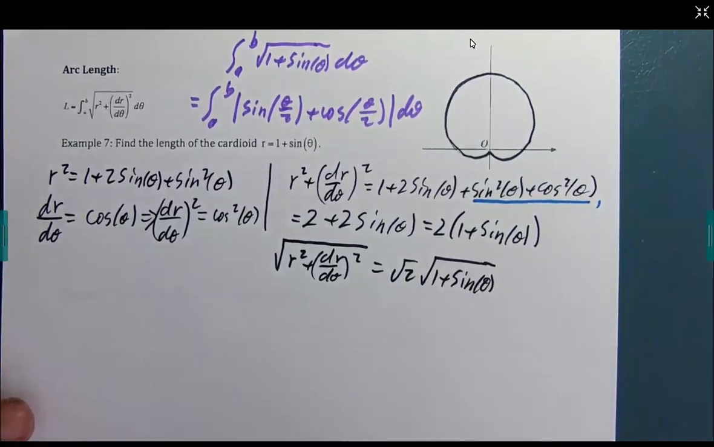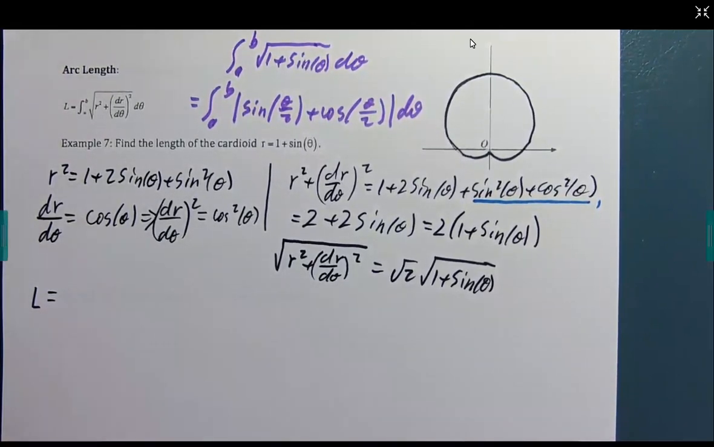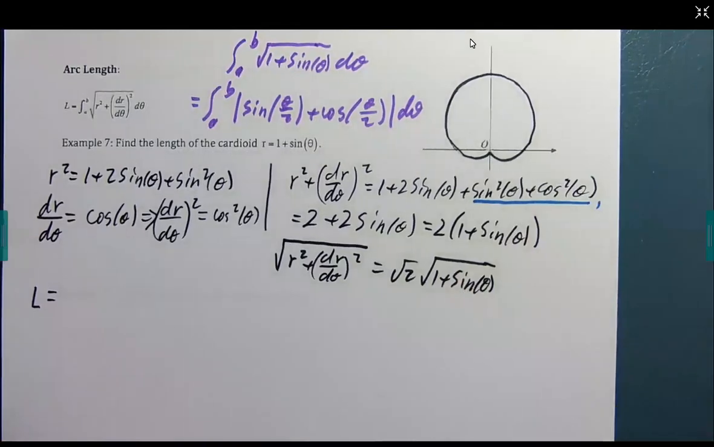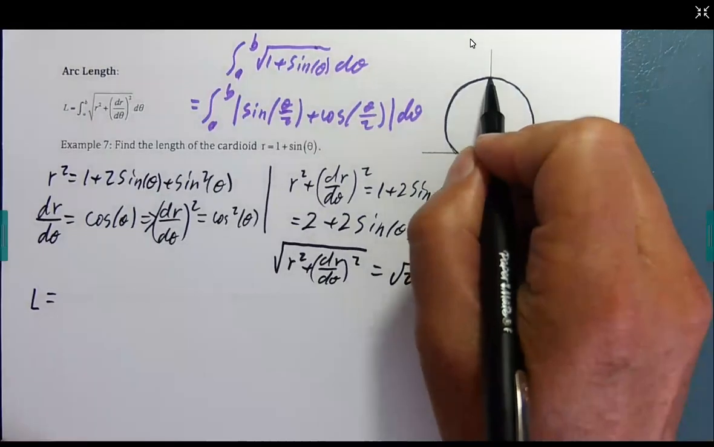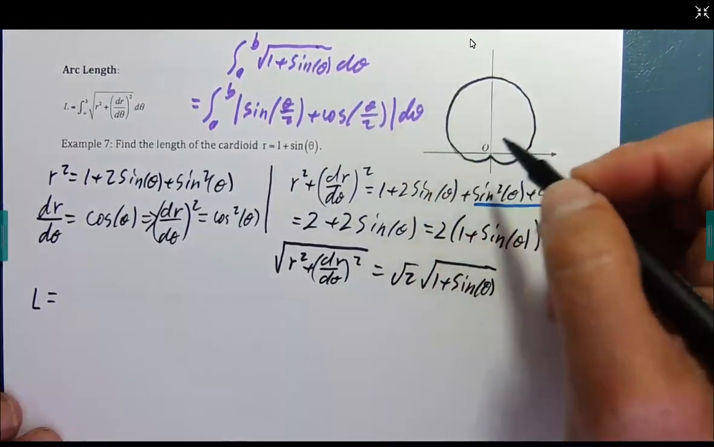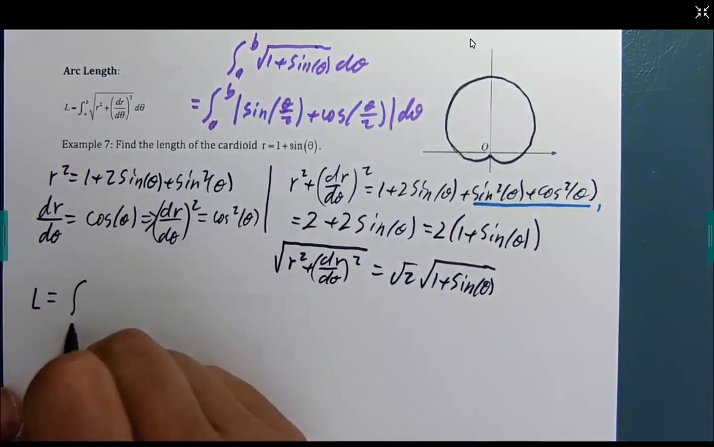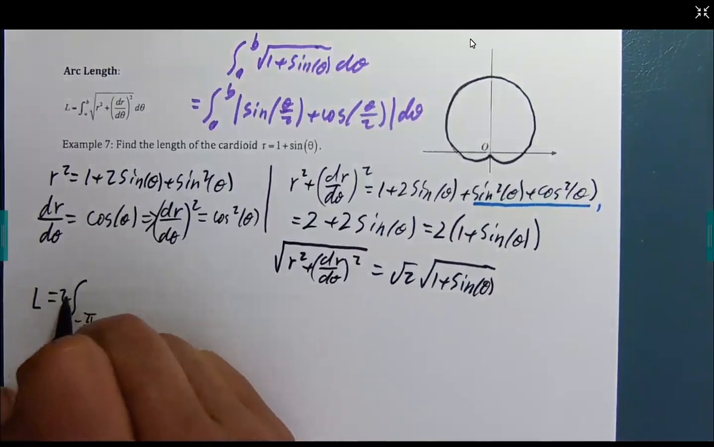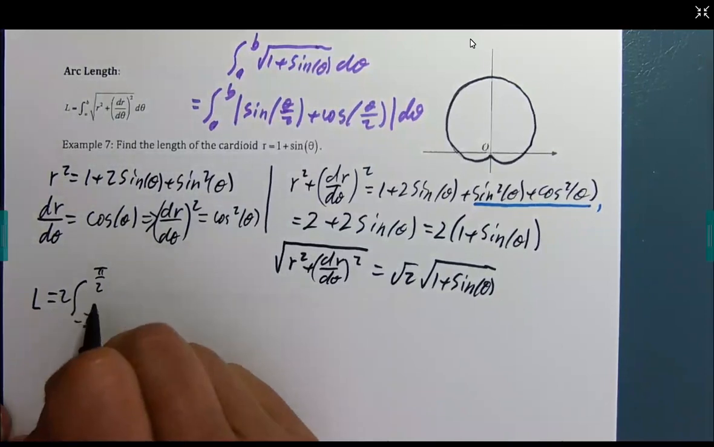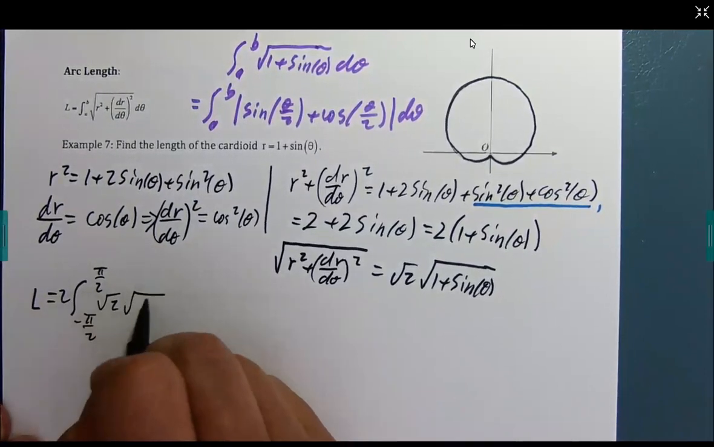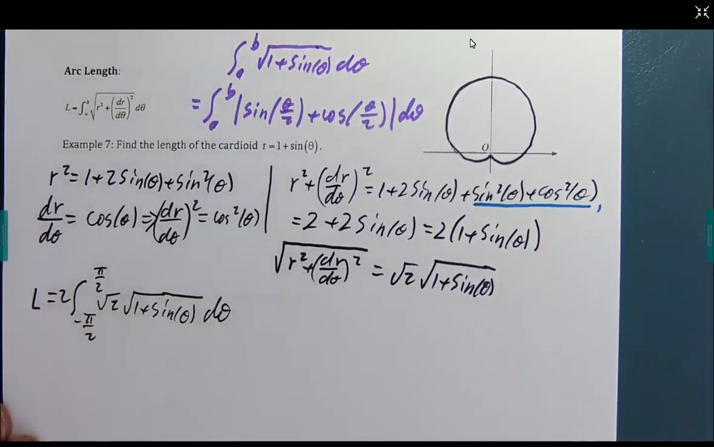which brings us to our arc length. Now, I'm going to do some fancy footwork here. I'm going to notice with the graph that the length of this arc to there is the same as the length from there to there. So I'm actually going to integrate from negative pi over 2 to pi over 2 and double it, of root 2 times the square root of 1 plus sine of theta d theta.